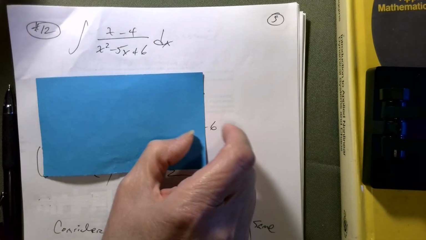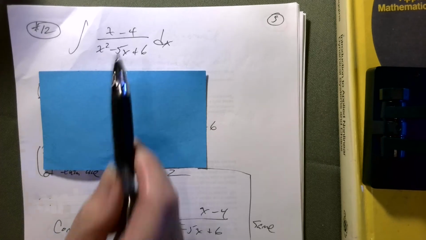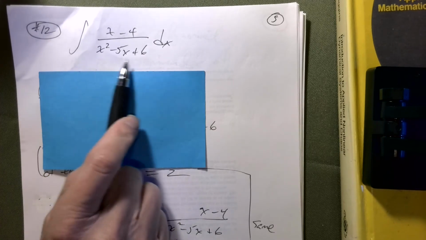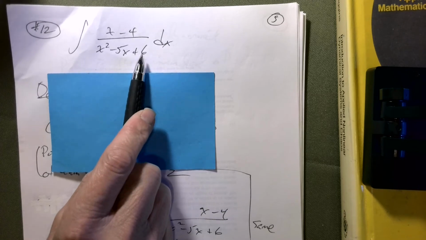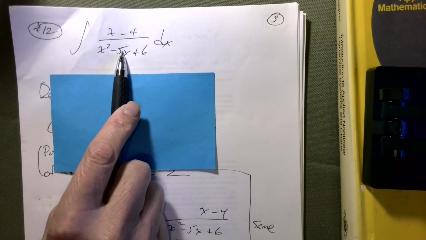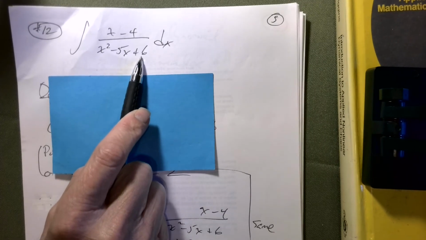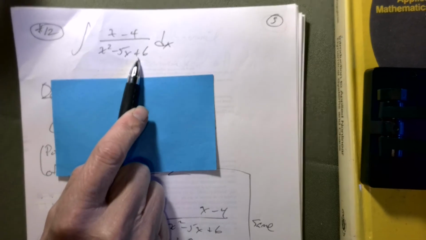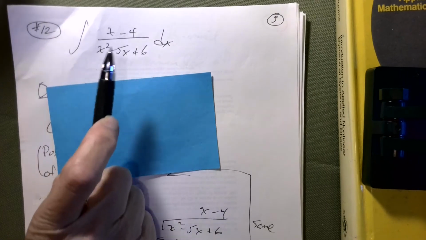So the difference between this problem and the previous problem is now I have to find the factorization of this. Now, you could just look at this and say, okay, a positive 6 and a negative 5, that means both are going to have to be negative, and we know the factors of 6 are 1 and 6, 2 and 3. The 2 and the 3 is going to give us the 5.